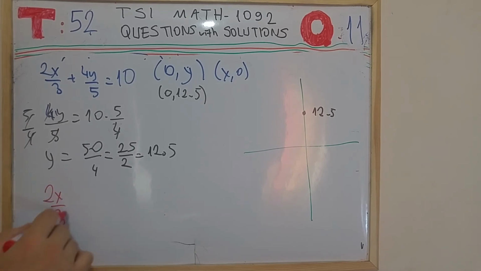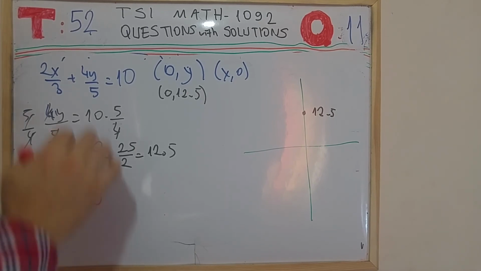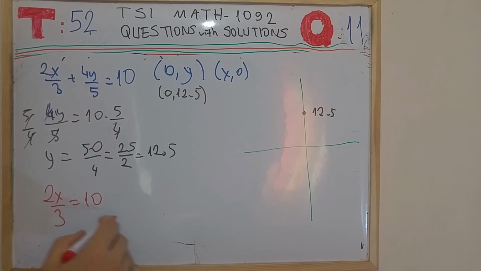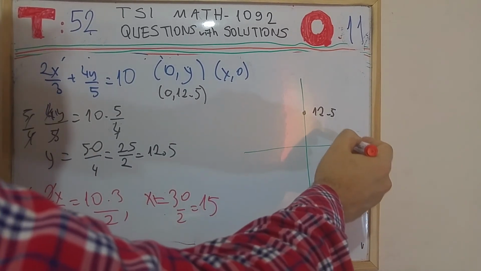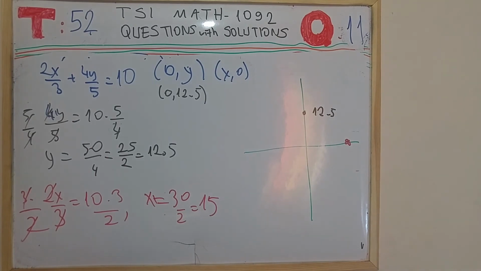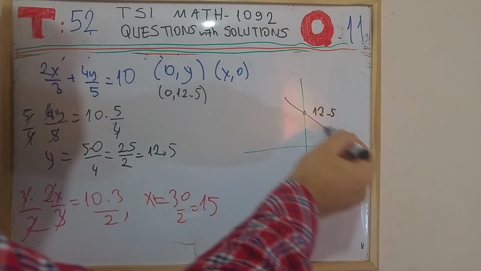2x over 3 is equal to 10, since y is equal to 0, and x is equal to 30 over 2, which is equal to 15. And 15 is somewhere here. So the line must be something like this.